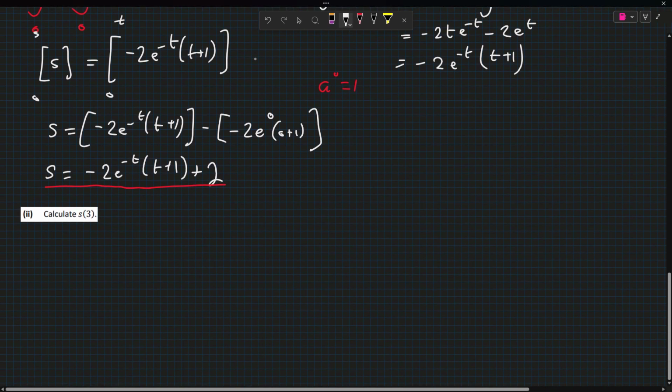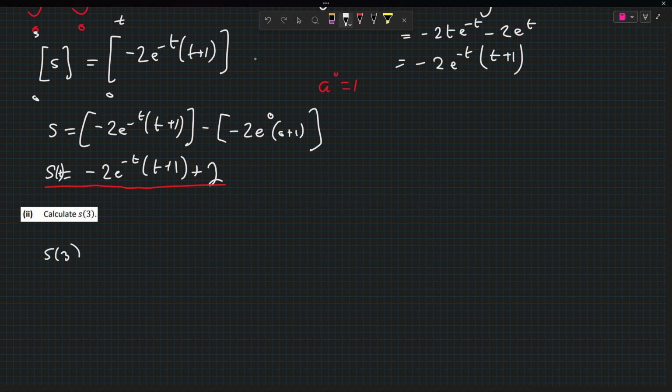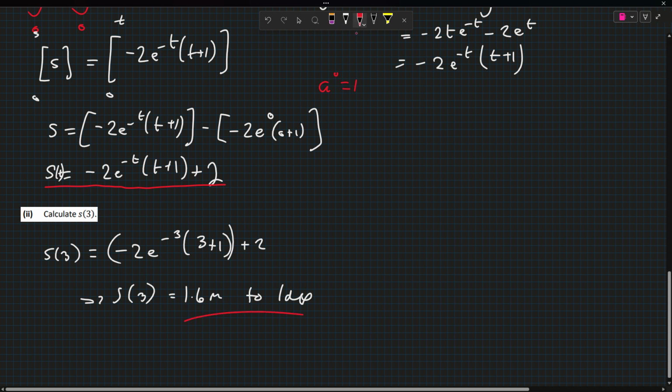And lastly, we're told to calculate s of 3. So this would actually be written as s of t. So s of 3 is minus 2e to the minus 3 times 3 plus 1 and then plus 2. Make sure this is all in a bracket so you don't get confused. So it's minus 2e to the minus 3 times, well, 3 plus 1 is 4, and then plus 2. You should get an answer of about 1.6 meters to 1 place of decimal. And that's the answer to Leaving Cert Applied Maths Higher Level question 1.